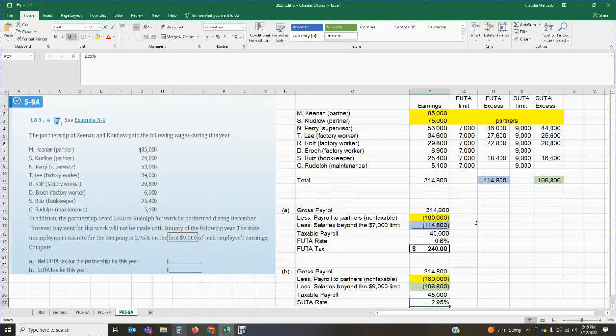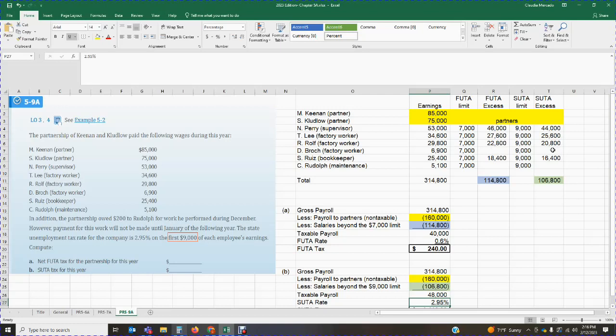Very important that you break up the information between what is taxable and what is not taxable. This represents the taxable portion. We pay taxes on the first $7,000 of earnings for FUTA. We pay taxes on the first $9,000 of earnings for SUTA. If the employee goes over, we have to figure out the excess because that portion will not be taxable. If the amount is under, like in this case for Brock, he only earned $6,900 when the cap is 7,000, then we don't have any excess. Those $6,900 will be taxed.